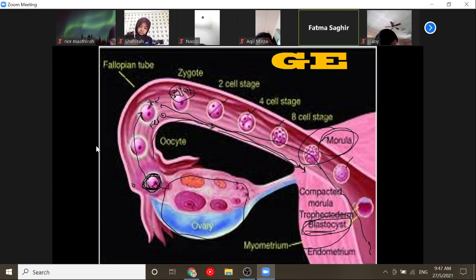Okay. Once we get the blastocyst, it will come down into the uterus. So now this is the uterus. The blastocyst will stay in the uterus for around 3 days until implantation starts. Implantation means that first it will stick to the inner wall of the uterus, like glue. Then after that, we'll start implantation.